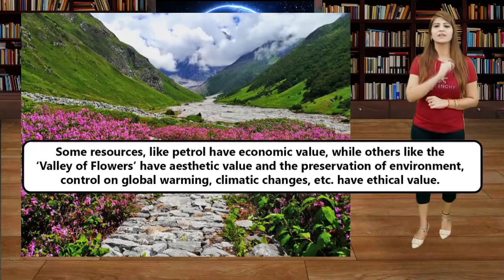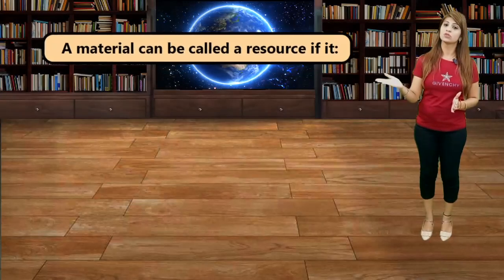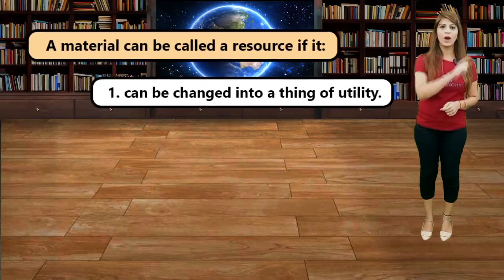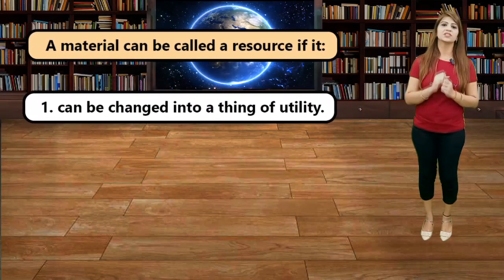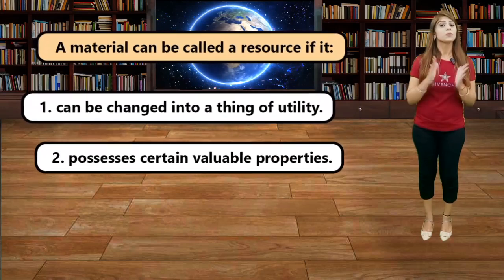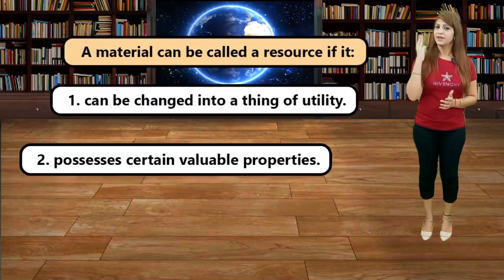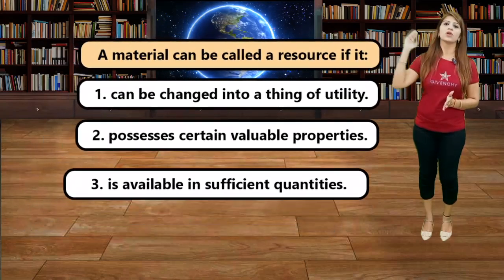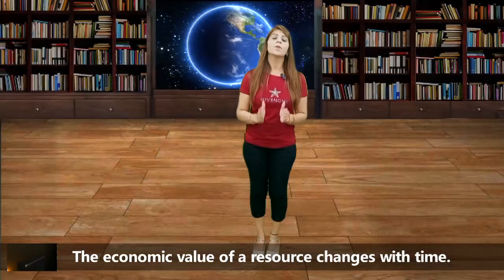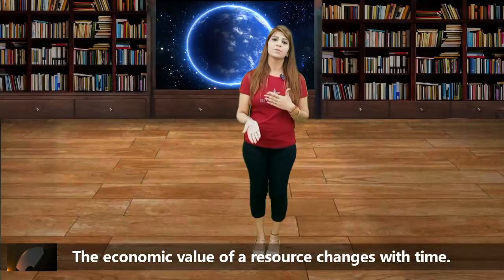etc., have ethical value. A material can be called a resource if it, number one, can be changed into a thing of utility; number two, possesses certain valuable properties; number three, is available in sufficient quantities. The economic value of a resource changes with time.